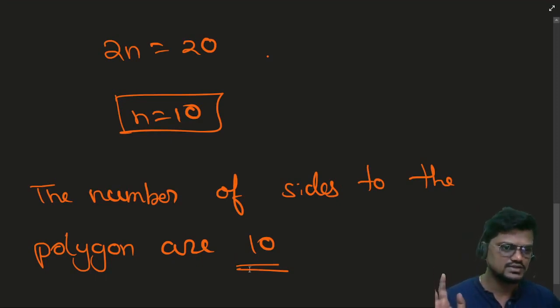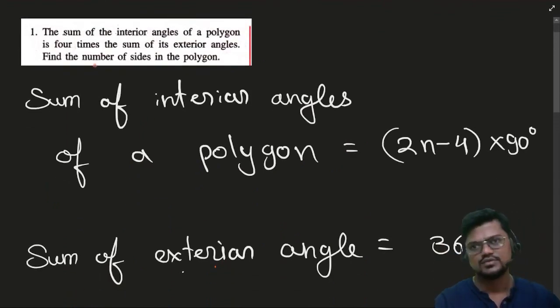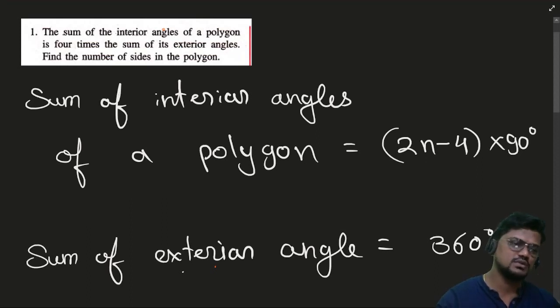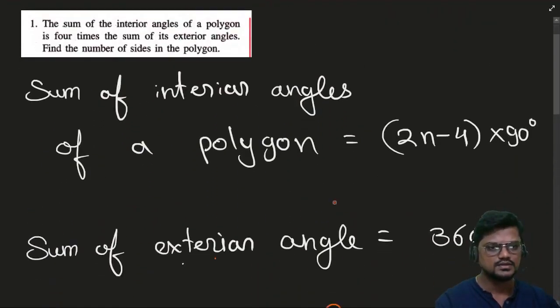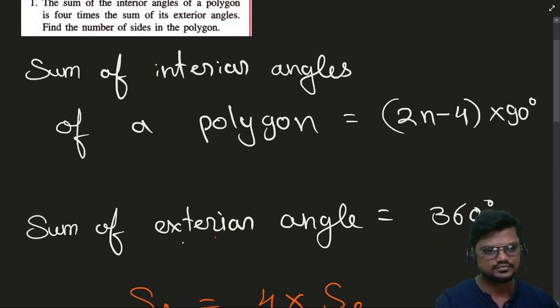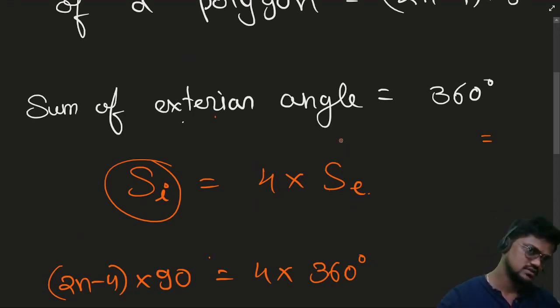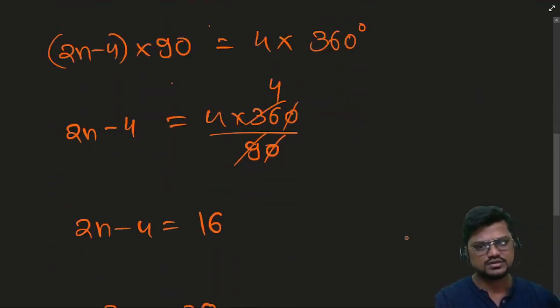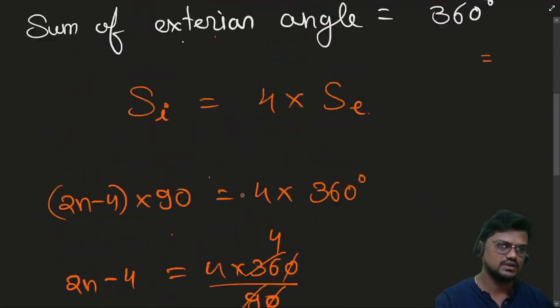Understood? Everything is clear? Sir, can you repeat it once more? Fine. Since this is the first sum, that's why I'm repeating. The sum of interior angles of a polygon is 4 times the sum of its exterior angles. We know this formula for the sum of interior angles, and the sum of exterior angles is 360. I have put both values in, solved normally and got n as 10. That is the number of sides. Fine. Next.